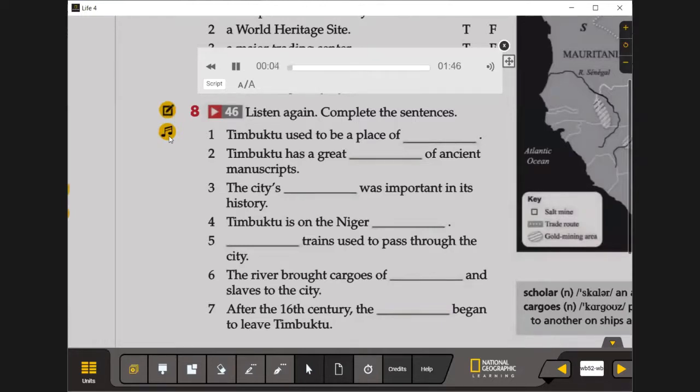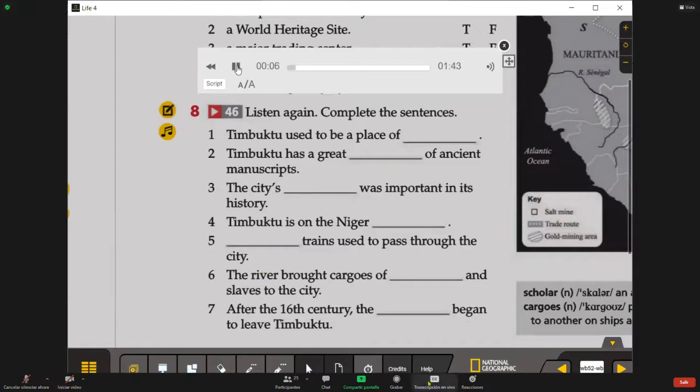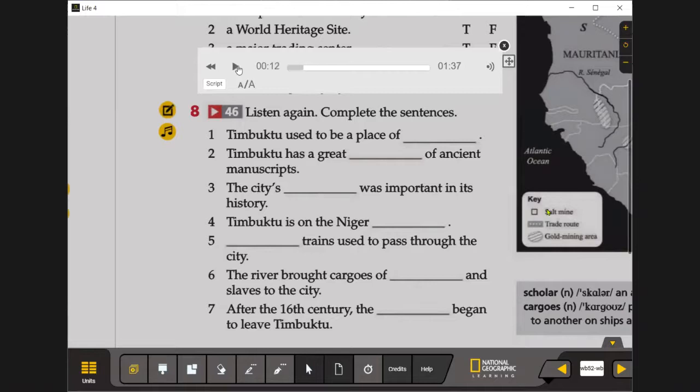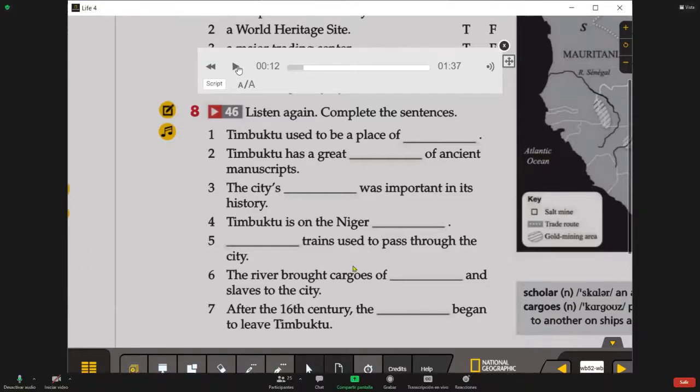All great cities change over time. Timbuktu in Mali is an example of this. Timbuktu used to be a thriving city and an important place of learning for Islam. Timbuktu used to be a place of learning. Thank you.